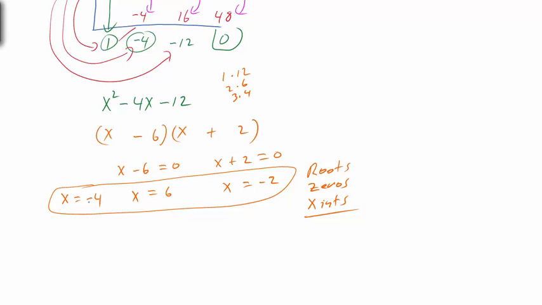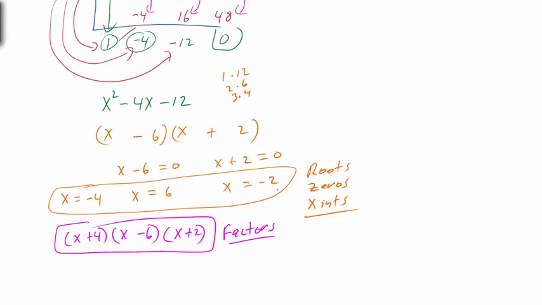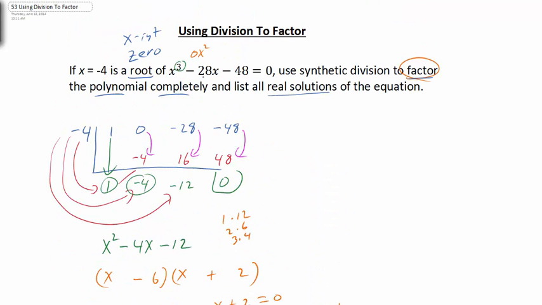find the factors. Well, if this is negative 4, then that means that x plus 4, and that means that x minus 6, and then x plus 2 would represent our factors. So here we have completely factored the polynomial and we found all of the zeros. So if you were to take x plus 4, x minus 6, and x plus 2, if you were to multiply all three of these out, then you should come up with x cubed minus 28x minus 48.